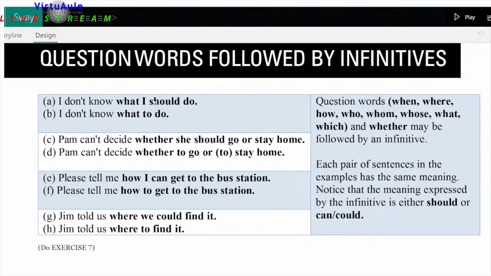Instead of using the noun clause, what I should do, I can just use the infinitive. Question words when, where, how, who, whom, whose, what, which, and whether may be followed by the infinitive. So this is because the subject of the main clause, I, is the same as the noun clause, I. So I can eliminate the subject. We know I don't know what to do. The agent of this verb to do is I in the sentence. Okay.